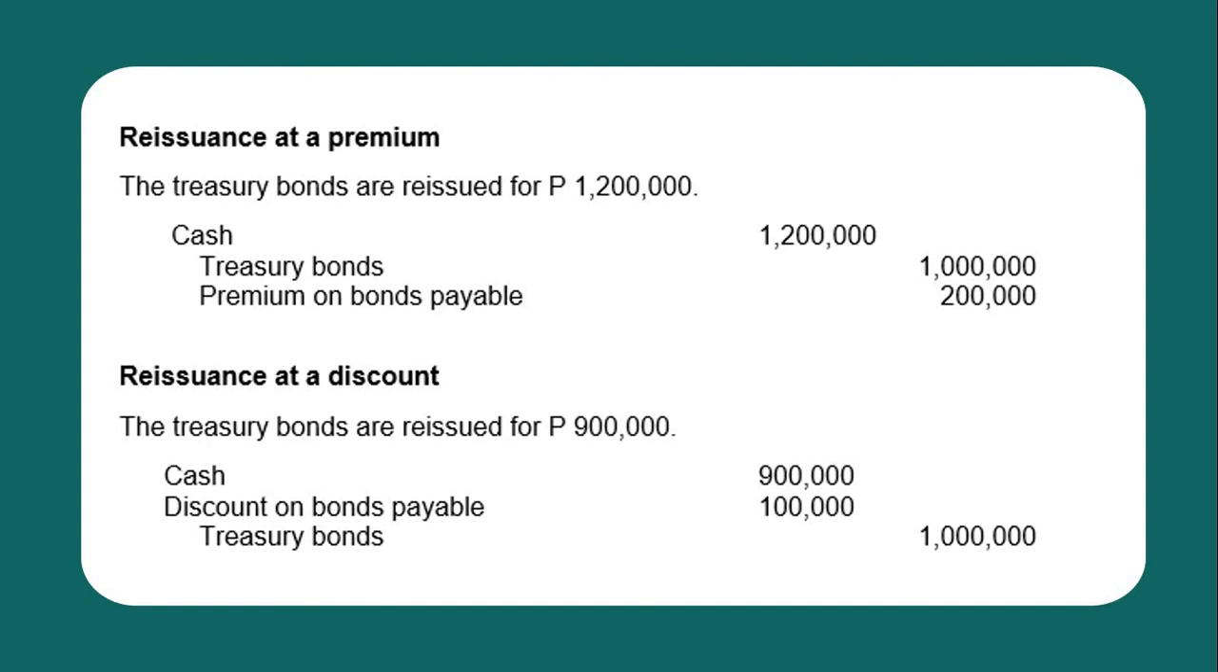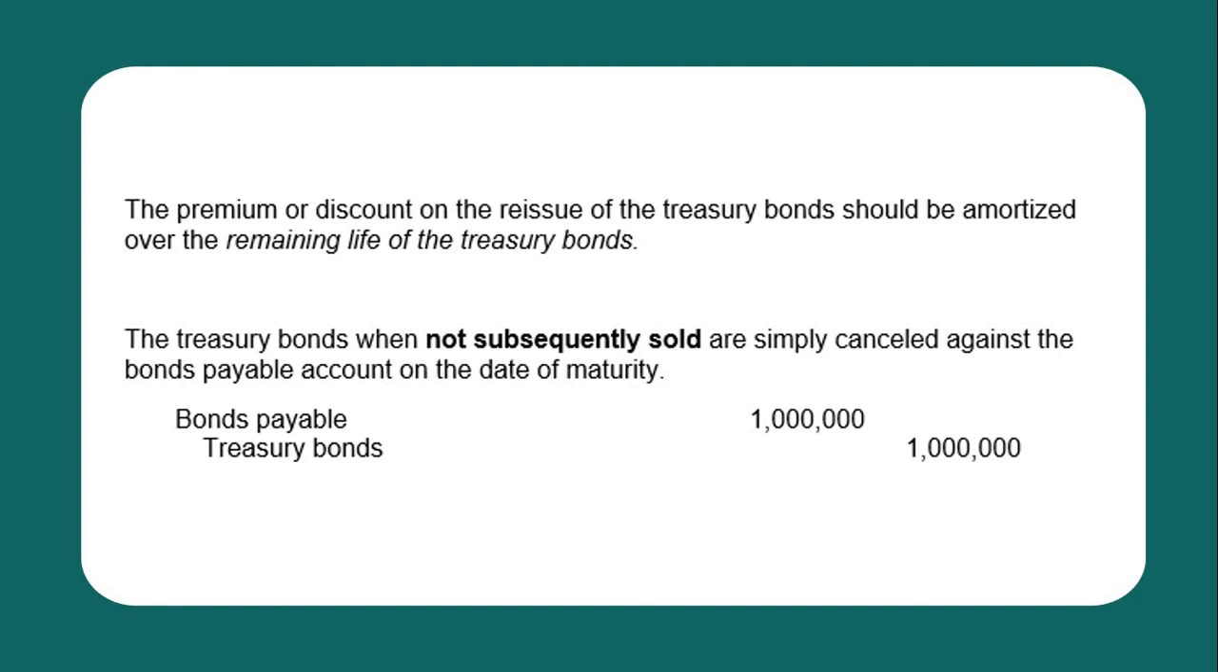On the other hand, if there is reissuance at a discount, for example, it was issued for 900,000, then there is a discount of 100,000. So, entry, debit cash, 900,000, and credit, discount on bonds payable, 100,000, and credit, treasury bonds at 1 million. Now, the premium or discount on the reissue of the treasury bonds should be amortized over the remaining life of the treasury bonds. Take note of that. There's still a premium or discount, so kailangan pa nato siya i-amortize over the remaining life of the maturity of the treasury bonds.